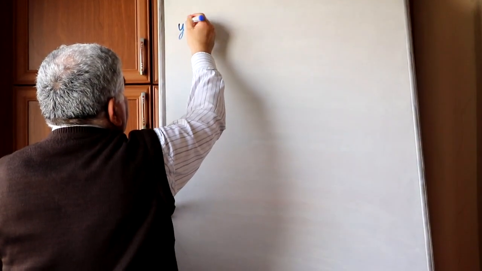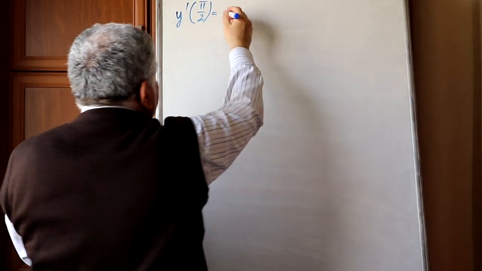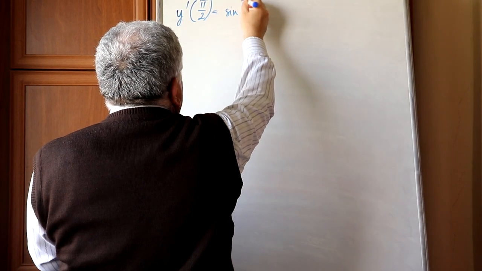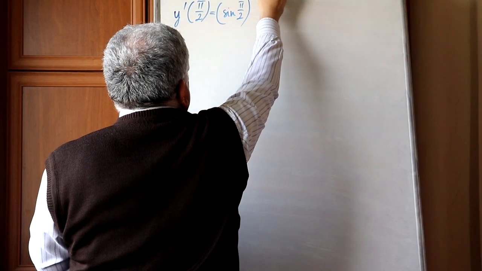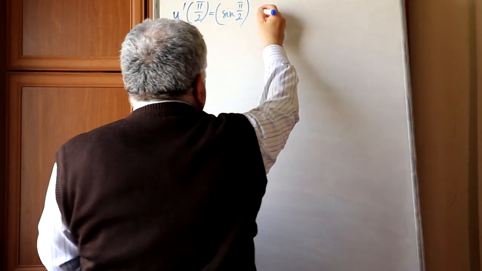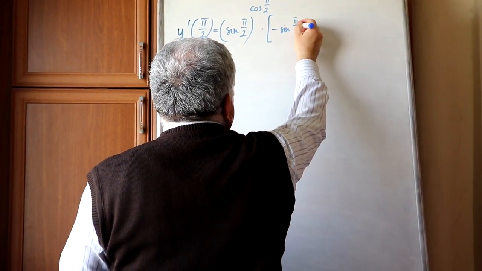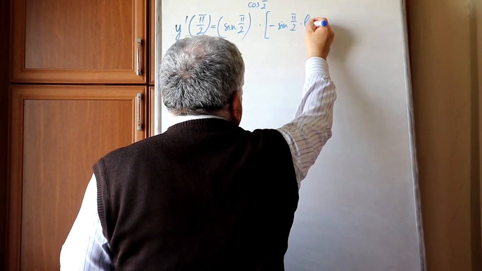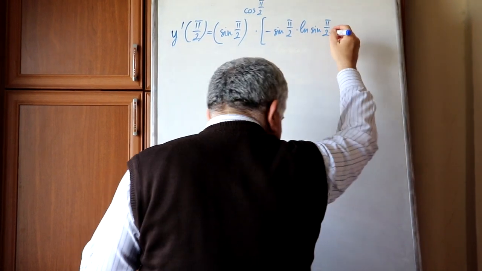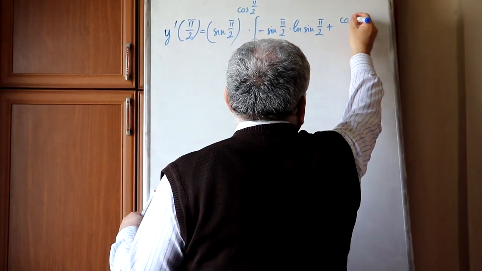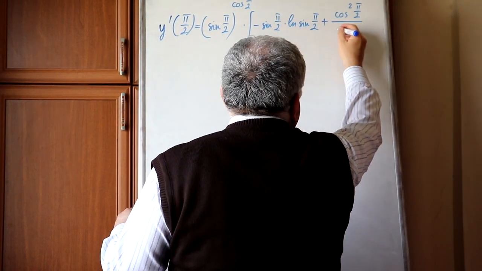Y prime at pi in half equals sine pi in half raised to cosine pi in half multiplied by minus sine pi in half multiplied by natural logarithm of sine of pi in half plus cosine squared pi in half over sine of pi in half.